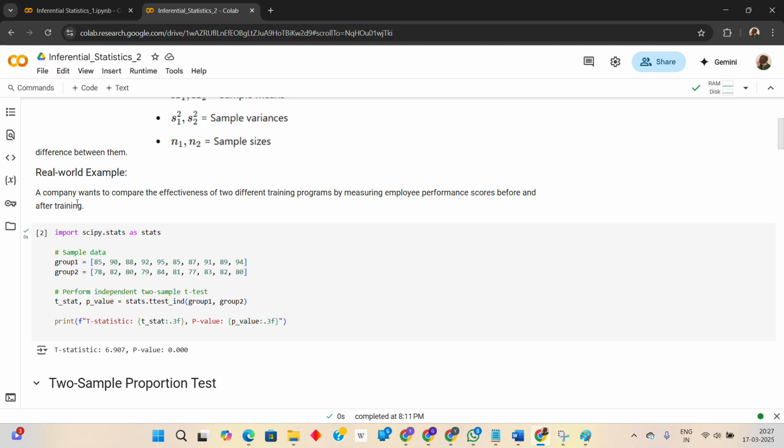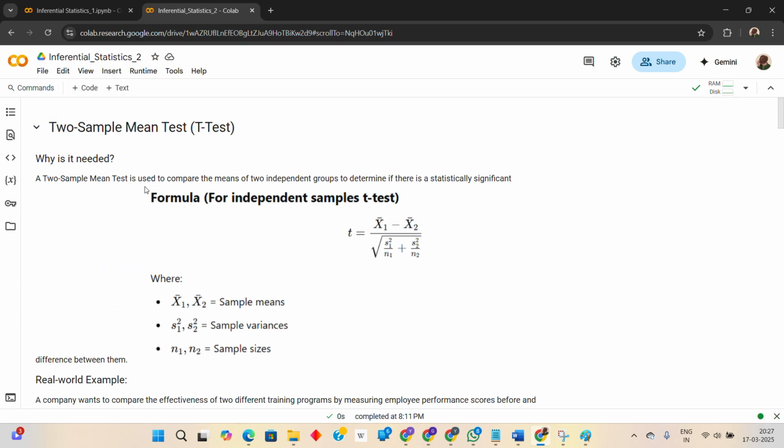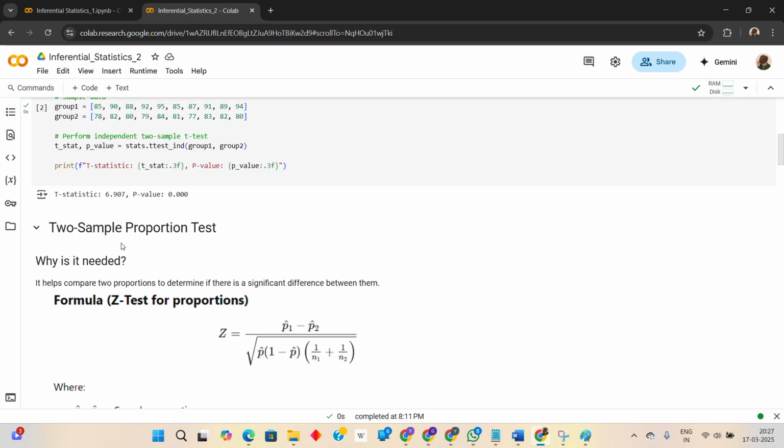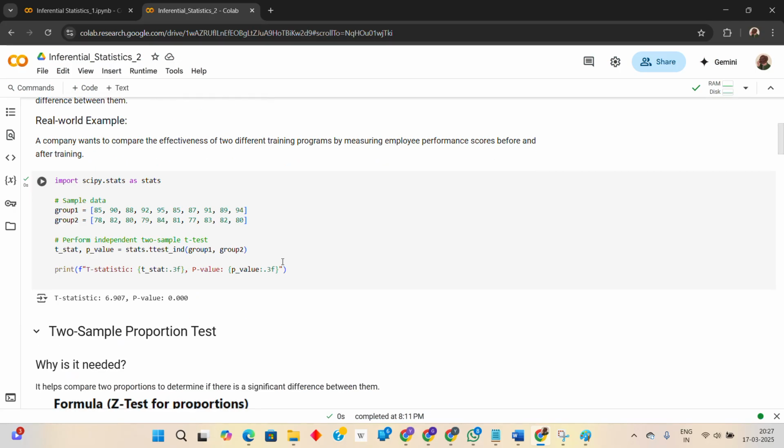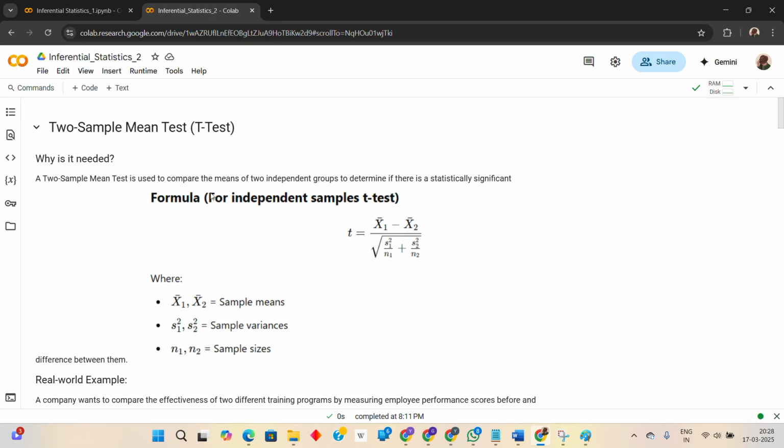That means you are going to compare two different things. Whenever a comparison comes, you always have to observe whether it is a t-test or a two sample proportion test. There is a small difference between these two. Anyway, those differences are also given clearly so that it will be really helpful to understand the concept. Here you can see the two sample mean test is always used to compare means, especially of two independent groups.